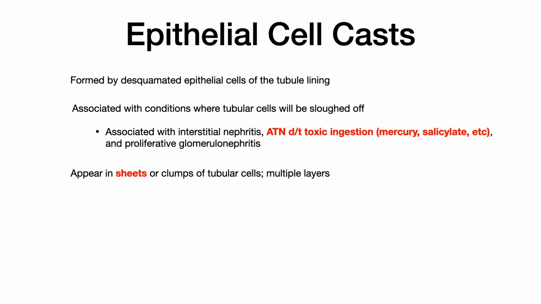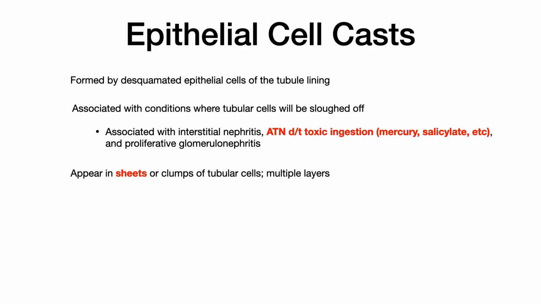Now let's conclude with epithelial cell casts. So these are formed when desquamated epithelial cells of the tubule lining kind of slough off and end up coagulating. These are associated with conditions where obviously the tubular cells will be sloughed off, because how could you form an epithelial cell cast if the cells never fall off to begin with? So these are associated with various disease processes, and this can be a little bit confusing because it's associated with interstitial nephritis, acute tubular necrosis, and proliferative glomerulonephritis, all of which you've seen associated with other types of casts.